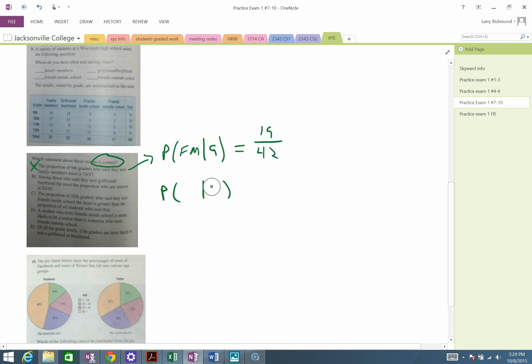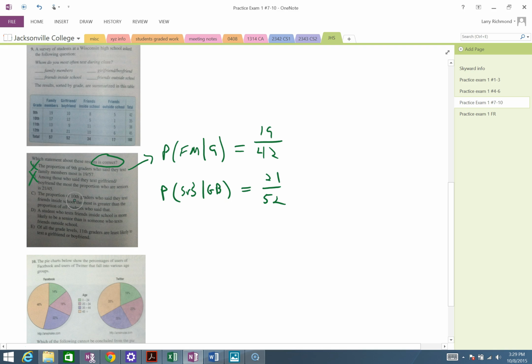B, among those who said they text girlfriend, boyfriend, so we're talking about given you text your boyfriend or girlfriend, I'm going to say GB, girlfriend or boyfriend, among those who said they text girlfriend, boyfriend, the proportion who are seniors is 21 out of 45. So I'm in my group here. That's 21 out of 52 seniors. My denominator is girlfriend, boyfriend. That's 52. Of that 52 group, the seniors is 21. So B, again, they have the conditional incorrect.